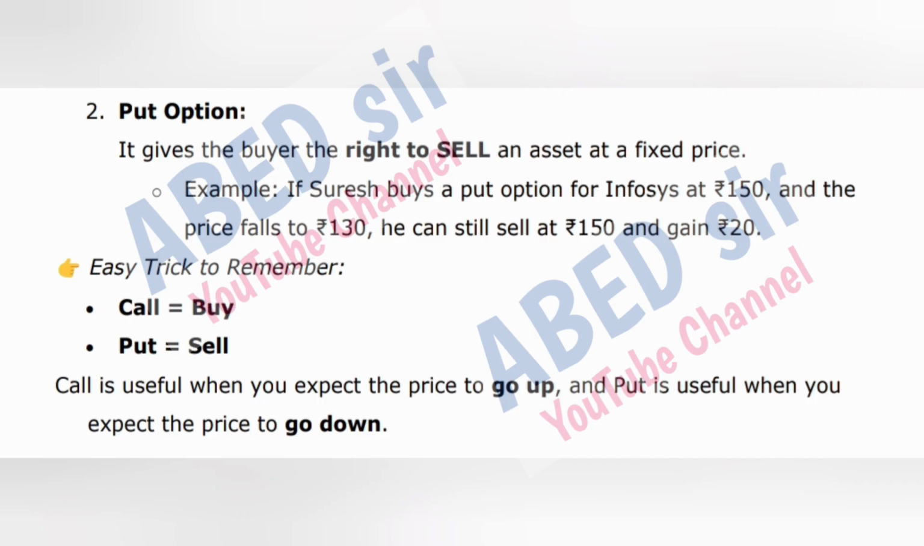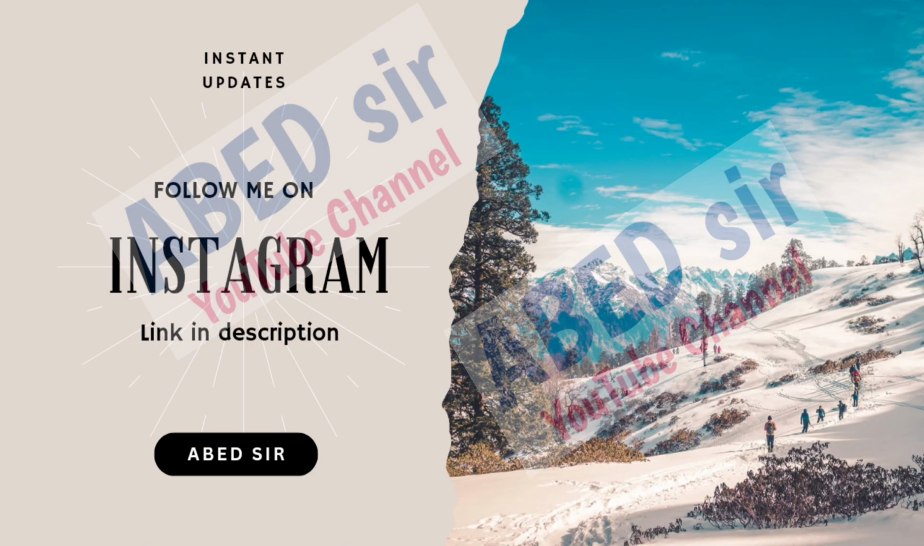2. Put option. It gives the buyer the right to sell an asset at a fixed price. For example, if Suresh buys a put option for Infosys at 150 rupees and the price falls to 130 rupees, he can still sell at 150 rupees and gain 20 rupees. Easy trick to remember. Call is equal to buy. Put is equal to sell. Call is useful when you expect the price to go up, and put is useful when you expect the price to go down.